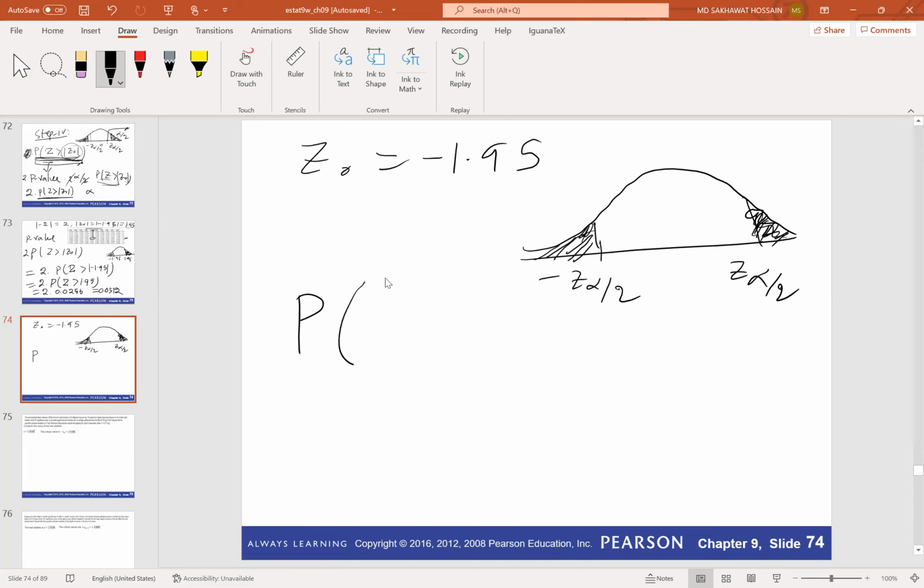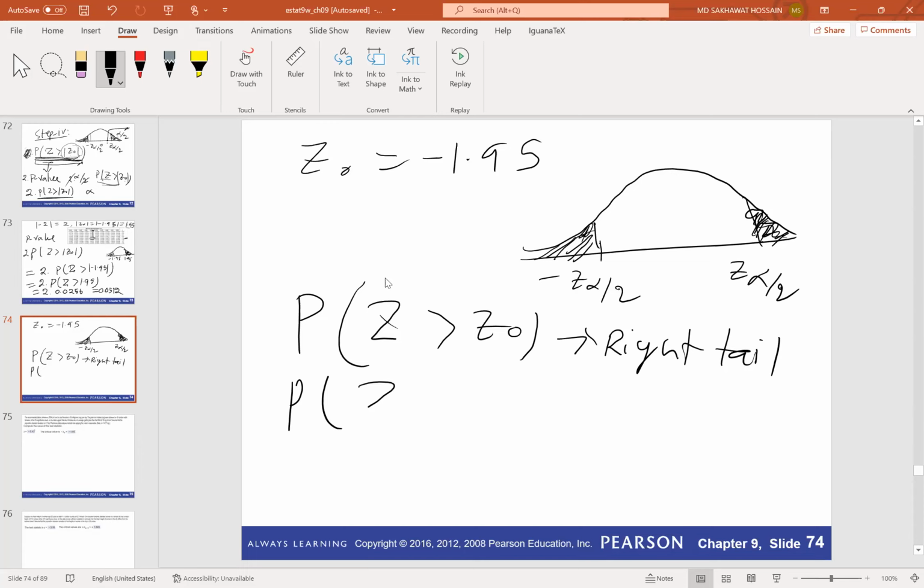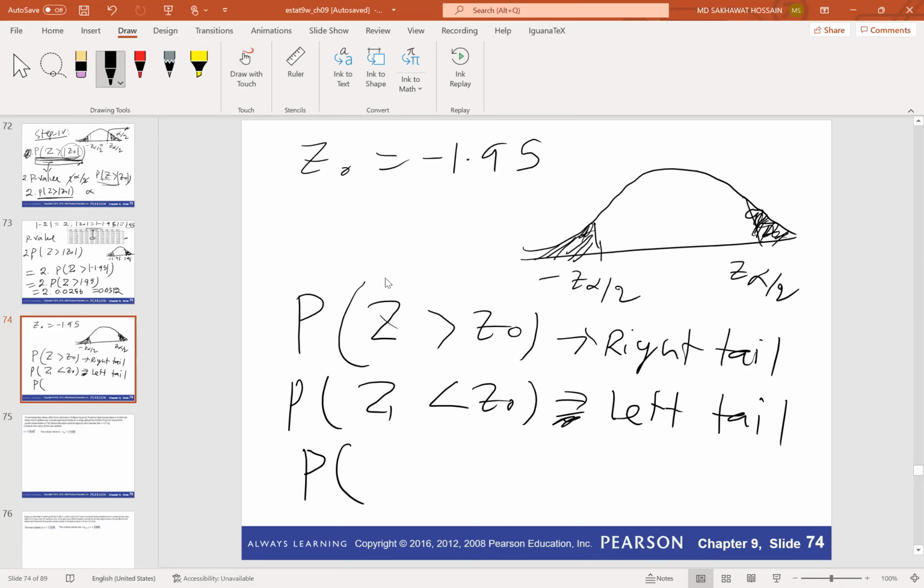How did we calculate the p-value for one tail? For the right tail, we calculated Z greater than Z0, right? This is for the right tail. For the left tail, we just calculated this, right? For the left tail. Now the problem is for the two-tailed test, because the test statistic could be negative or positive, right? So the test statistic could be negative or positive.